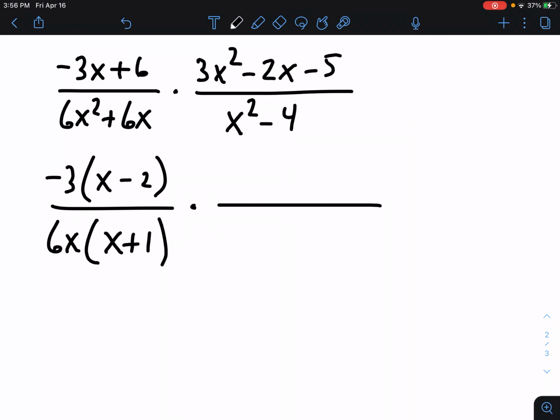So the denominator of the other one, perfect square, subtraction, so that's a difference of squares. So that's x plus 2, x minus 2.